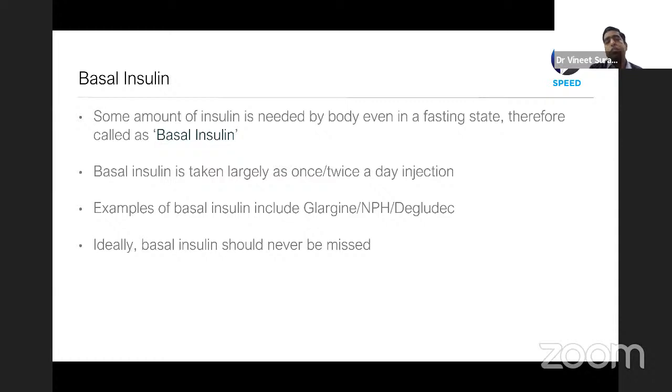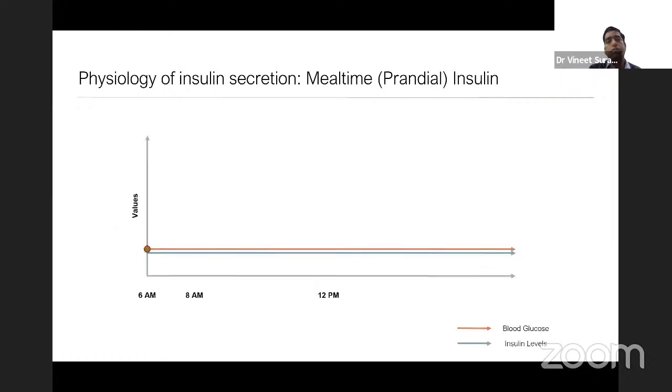So ideally, basal insulin is something which should never be missed, because even if the child misses the food, misses their prandial insulin, but if they have taken the basal insulin, then the chances of going into diabetic ketoacidosis remain less. Now, what happens to the mealtime insulin? So we have the food. So this is the blood glucose.